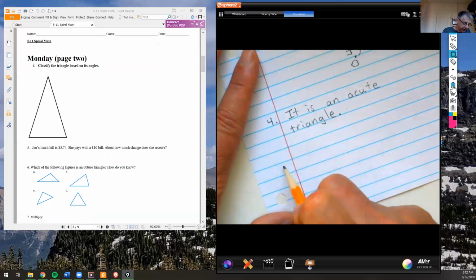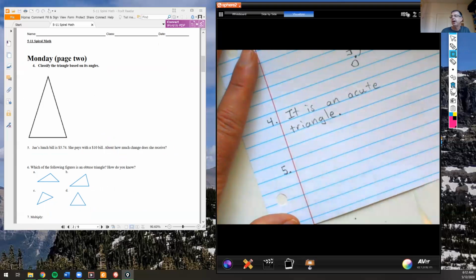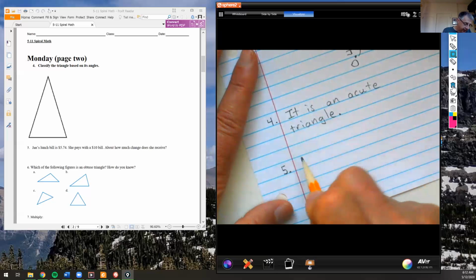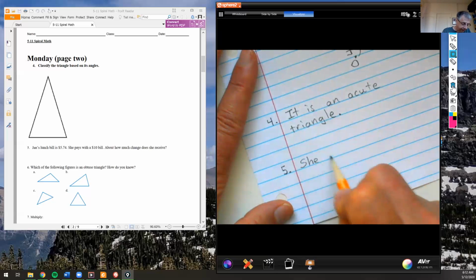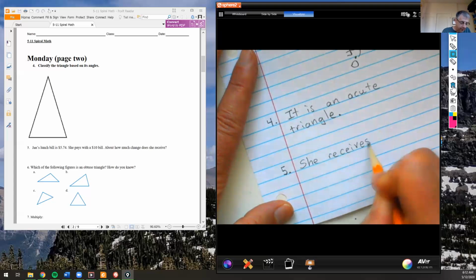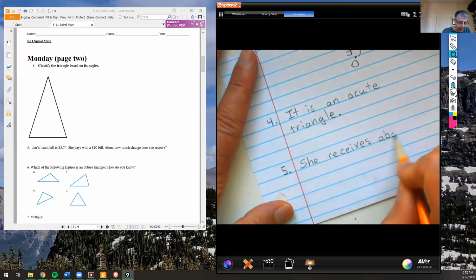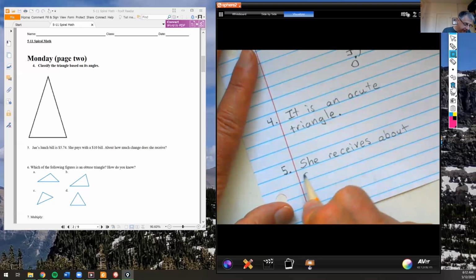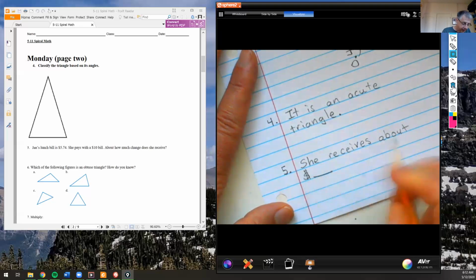So I'll make my answer sentence and then I'll do some rounding. It says, about how much change does she receive. I'm going to say she receives about, make sure you have that word about in there because we don't want to talk about how we're going to be rounding this. She receives about, and I'll put the dollar sign, blank dollars in change.